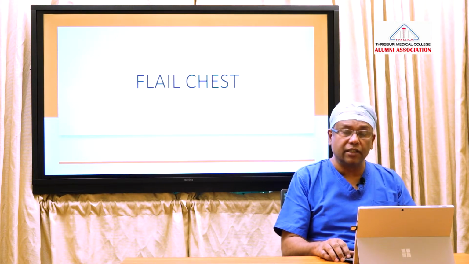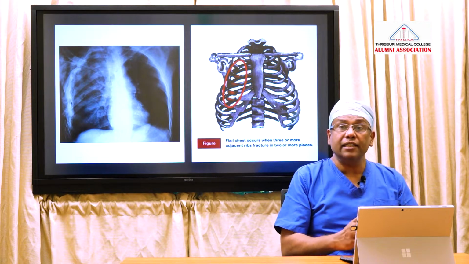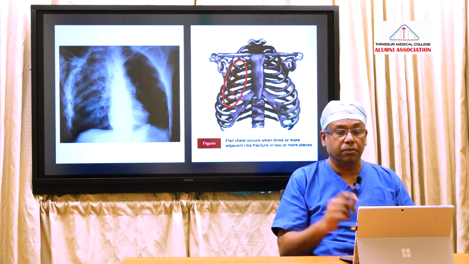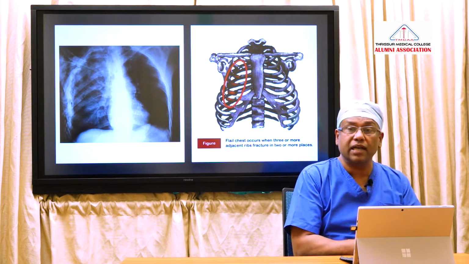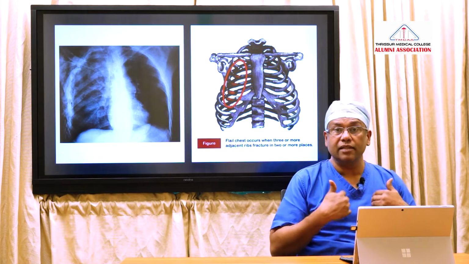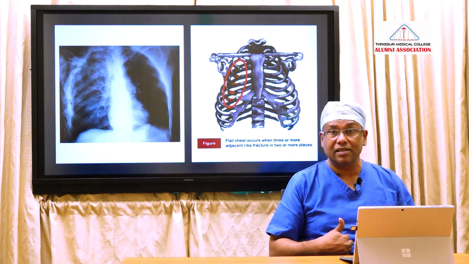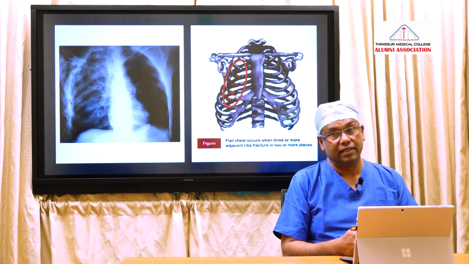What is the definition of flail chest? Flail chest is nothing but when two or more ribs are fractured at two different positions, either on the same side, or on either side of the sternum. You call it a flail chest.